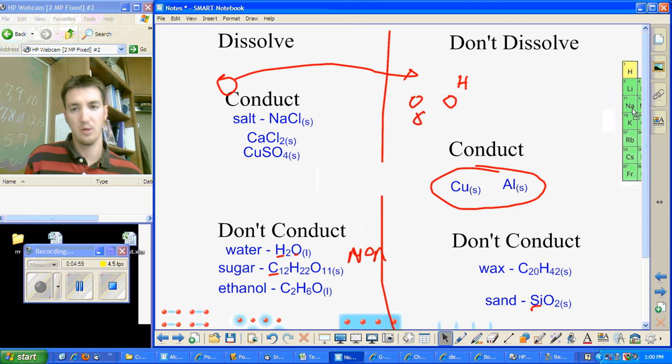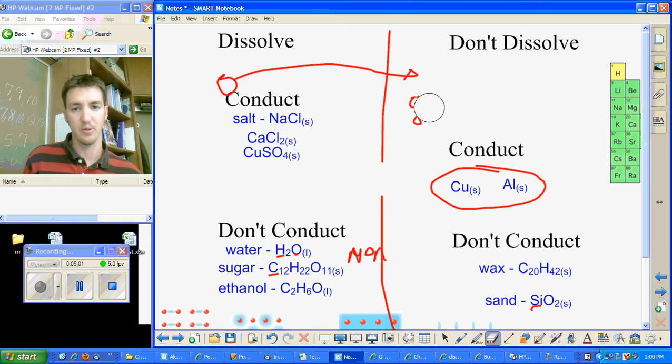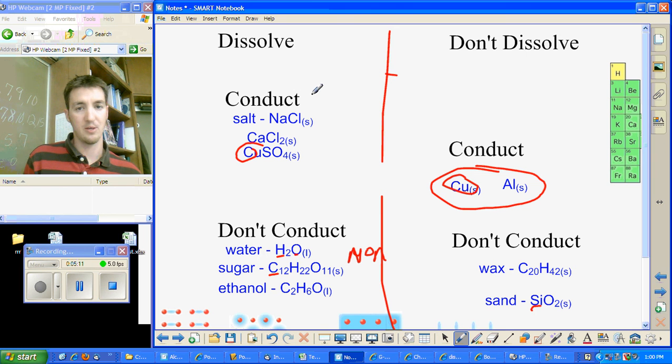So that's the characteristics that are really significant in those. You have nonmetals, whereas the ones that conduct are metals or have some metal in them. Now, none of these conducted dry. It was only the metals that conducted dry.